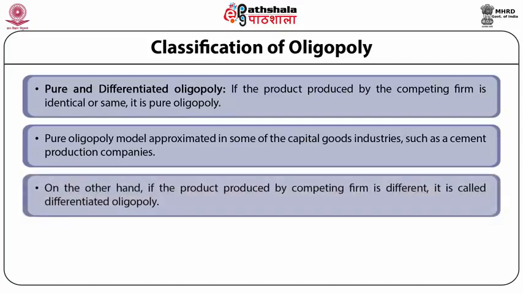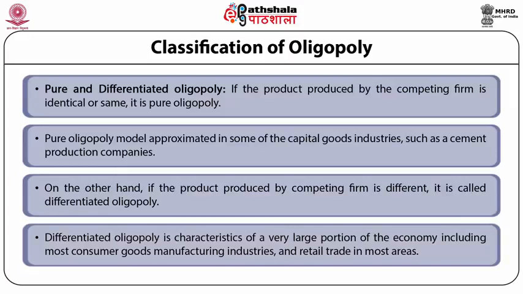On the other hand, if the product produced by the competing firms is different, it is called differentiated oligopoly. Differentiated oligopoly is the characteristic of a very large portion of the economy, including most consumer goods, manufacturing industries, and retail trade in most areas.